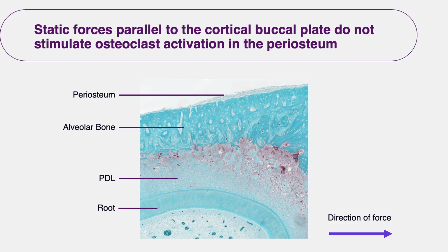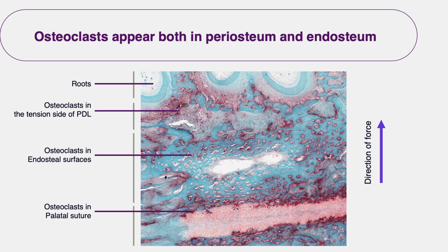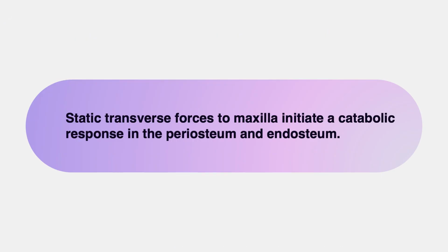Is this inflammatory-based phenomenon limited to the periosteum? As you can guess, no. Regardless of the direction of the force that we apply, osteoclasts appear in the periosteum and endosteum, and that's due to the displacement of the bone in this envelope that holds the bone. And that catabolic effect is activated when we apply static orthopedic forces.